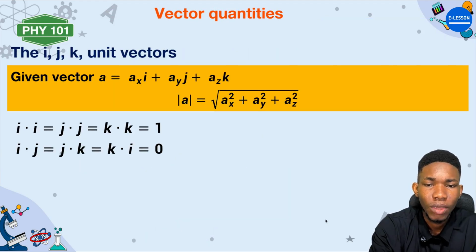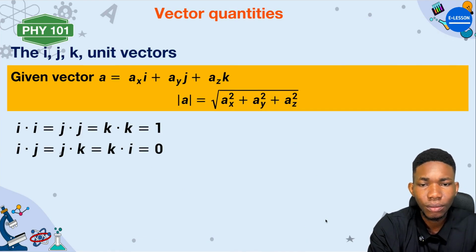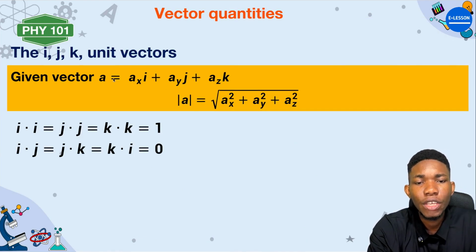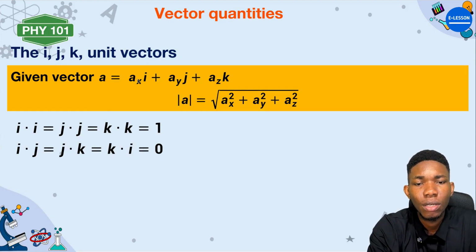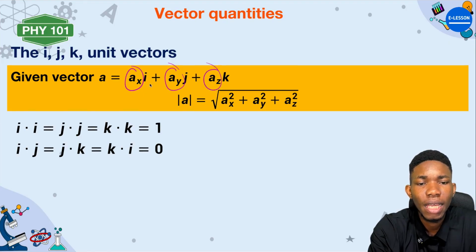Is that okay? Now, for vector dot product, I told you if they give you a unit vector, A is equals to AXI plus AYJ plus AZK, the magnitude of A is the square root of what you have before the IJK. So in this case, magnitude will be equal to what? AS squared plus AY squared plus AZ squared.